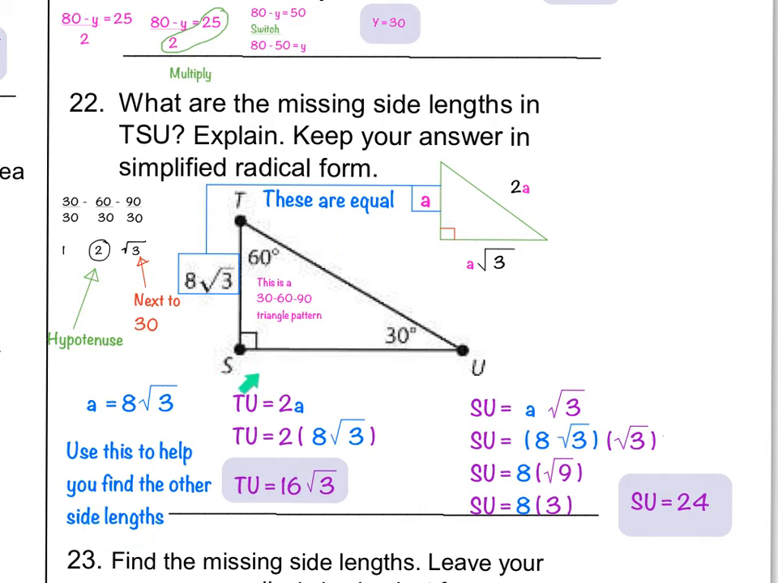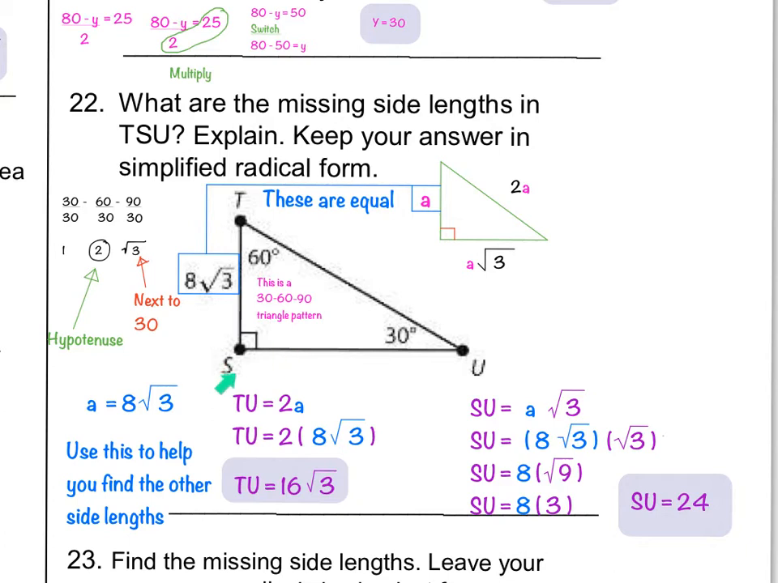So one of the side lengths that are missing on my problem is TU, which is actually my hypotenuse. If I look at my hypotenuse, my TU is supposed to be 2A. So I'm going to put 2A. And I know A now. So A is 8 square root of 3. So I'm going to put 8 square root of 3 in the A spot. And I can only multiply the 2 times the 8 because the 3 is inside the square root. So 2 times 8 is 16. So TU equals 16 square root of 3.